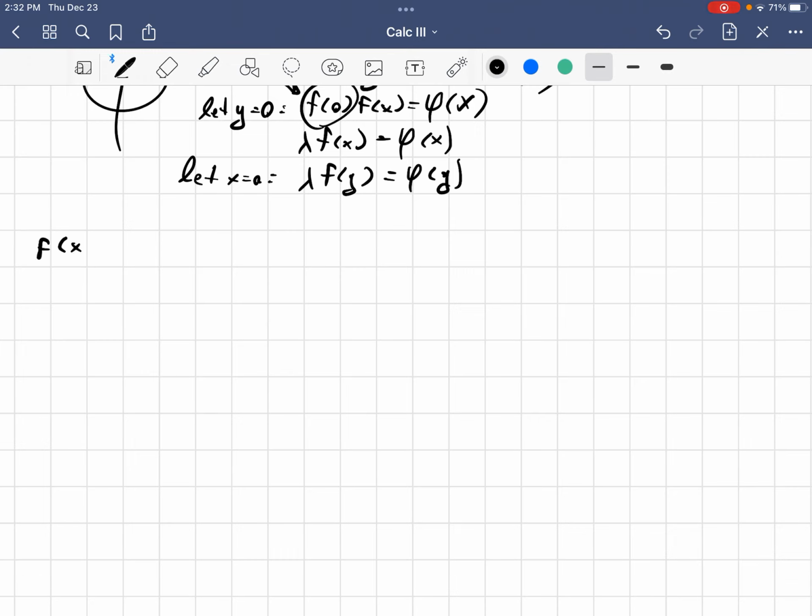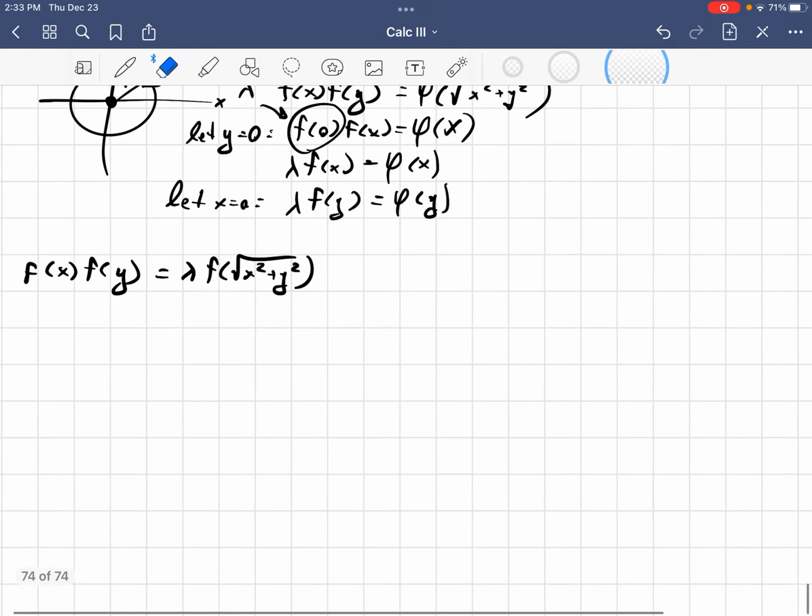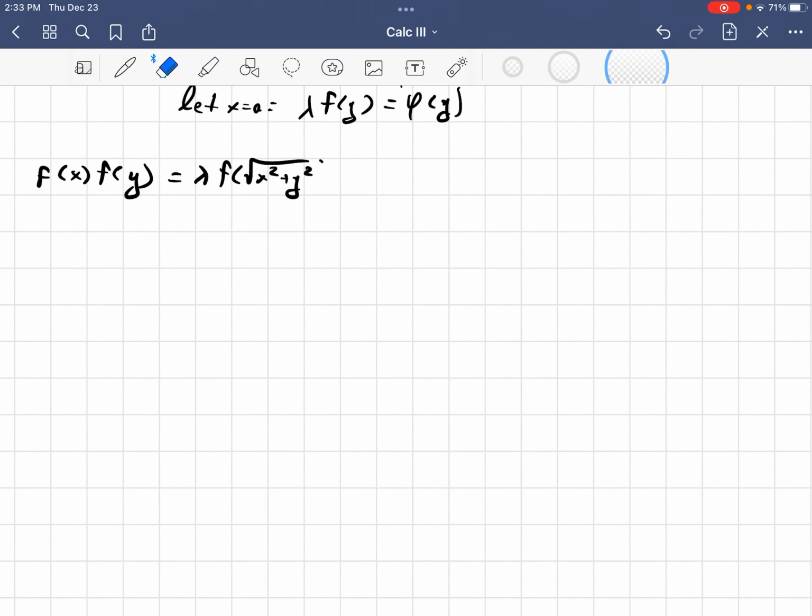I can write that f of x times f of y is just some scalar multiple of phi, which is a scalar multiple of f's, which is the square root of x squared plus y squared. In other words, I can just replace phi of whatever by lambda times f of that same whatever, right? Since I have this relation, phi of x is equal to lambda times f of x, I just replace x with the square root of x squared plus y squared. Okay, now just some algebra.